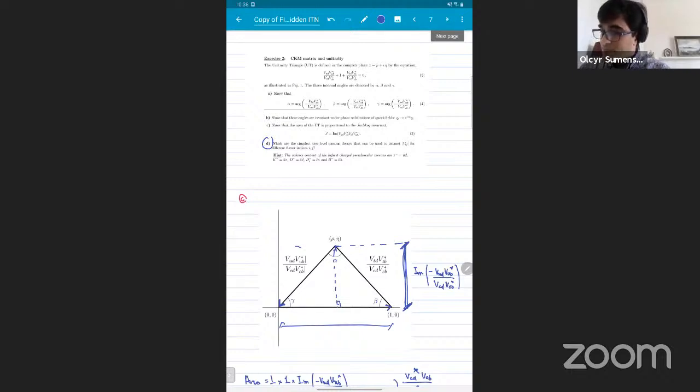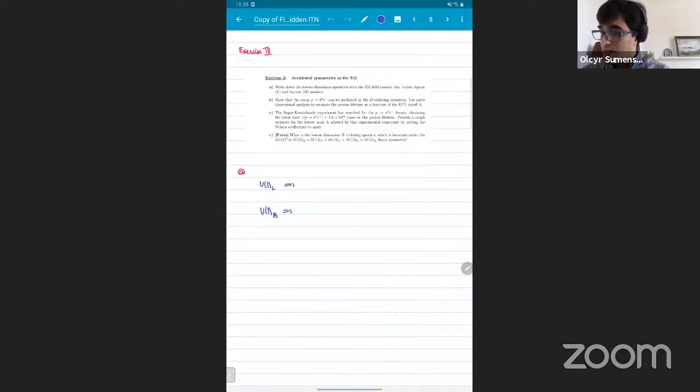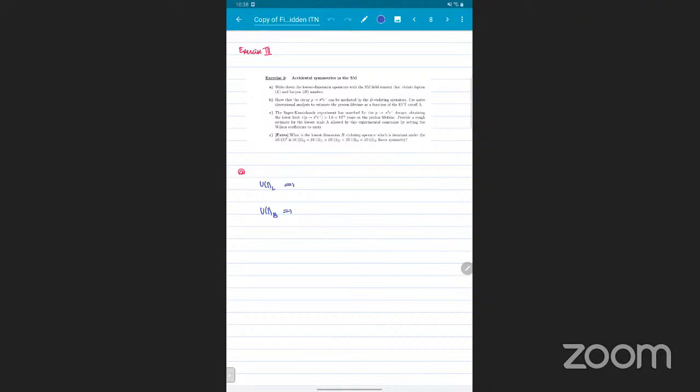Okay, so that's all we had to do concerning the CKM matrix. Now let's talk a bit about symmetries. Do you have any questions? Am I going too fast, too slow? You can go on. I see there are no questions regarding the previous exercise.